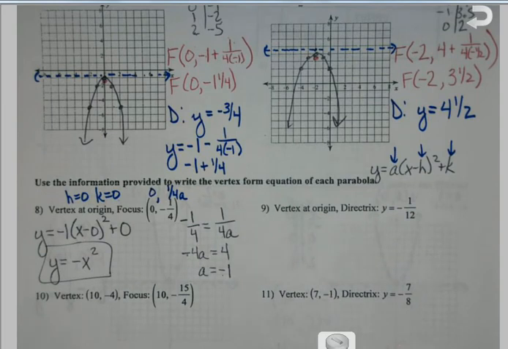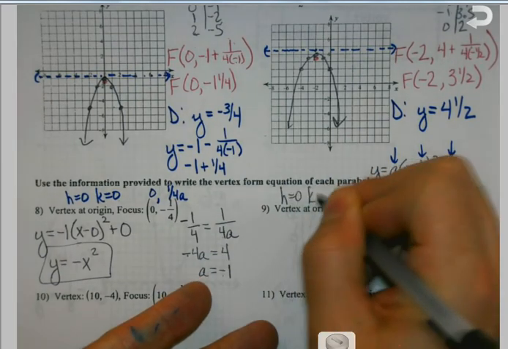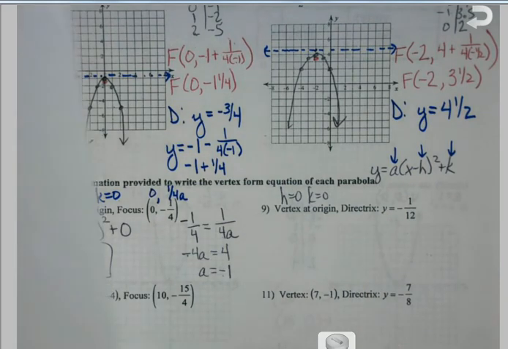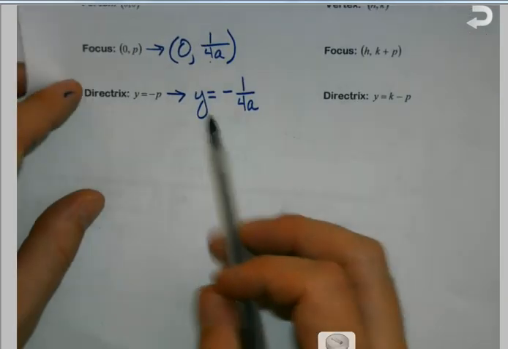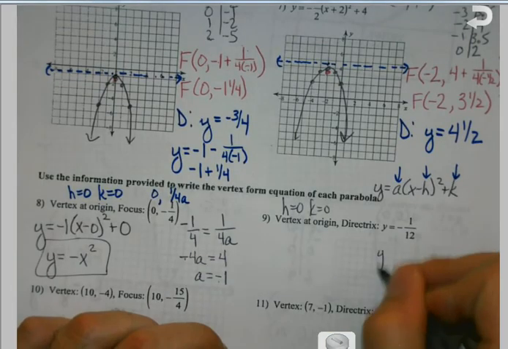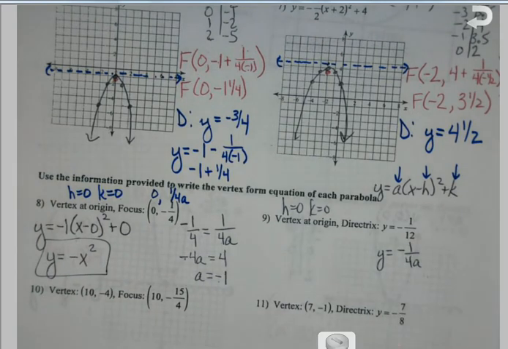But that's all I'm up to with these. I'm kind of turning them into algebra problems to figure out, okay, where's this focus and directrix? What am I going to use? And the information's going to change. Okay, my vertex is at the origin again for number 9. But now I'm given the directrix instead. Okay, so let's see. What do I remember about the directrix? Oh yeah, when the vertex is at the origin, it's negative 1 over 4a.